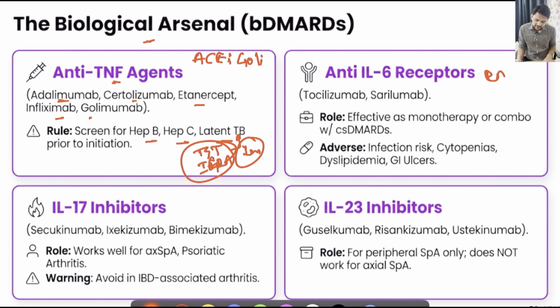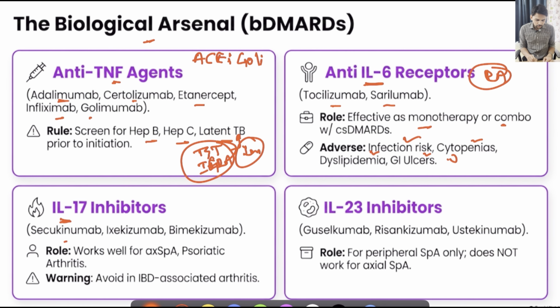Similarly, particularly for rheumatoid arthritis, anti-IL-6 agents can be utilized like tocilizumab and sarilumab. These are effective as monotherapy as well as in combination with the conventional DMARDs. But again, the adverse events likely there will be increased infection risk, cytopenias, dyslipidemia probability and GI ulcers. So these things should be kept in mind.